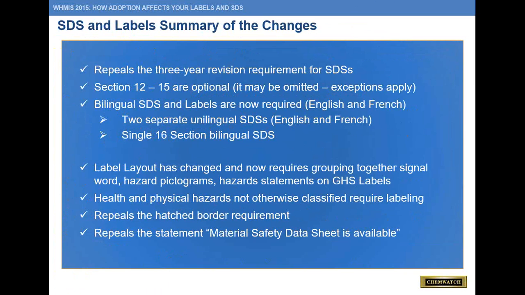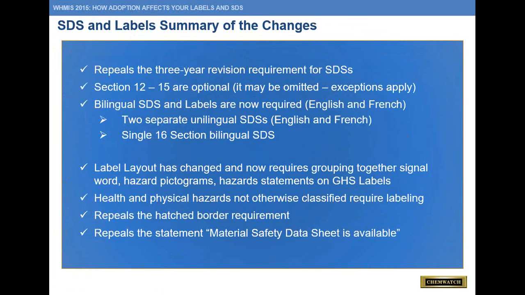But it's a little different in terms of its form. In other words, you can have 2 separate unilingual SDS. You can have a bilingual SDS, but the label must be bilingual. Label layout has changed. It now requires grouping together the signal word, the hazard pictograms, and hazard statements on GHS labels. It's a key part of the alignment.